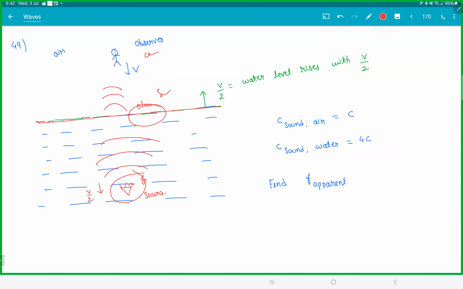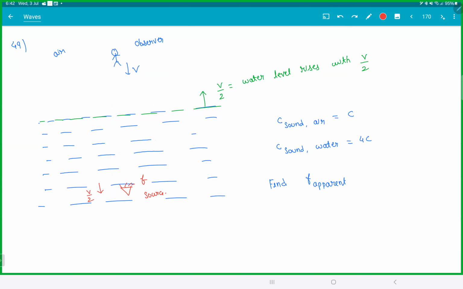Basically, the interface will act like a wall. So do Doppler between the interface and the source. Then the interface will hear some frequency. Whatever it hears, it will send that only outside. Now the interface becomes a new source with that frequency, which is sending waves outside.